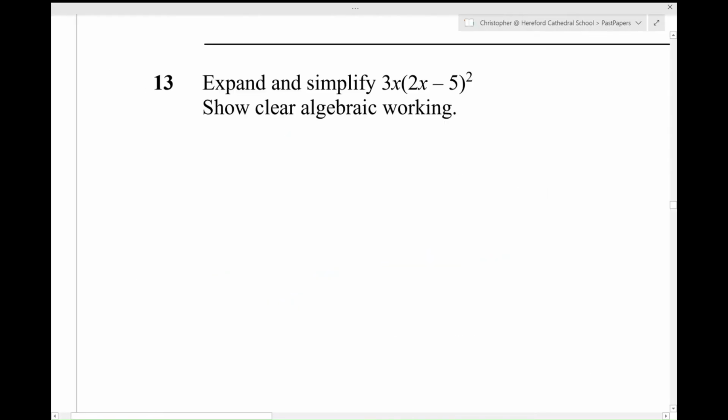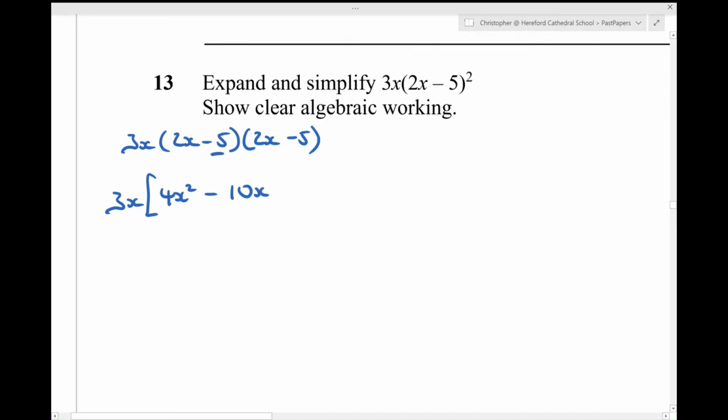Question 13. I need to expand and simplify this expression: 3x times 2x minus 5 squared. And that means 3x times 2x minus 5 times 2x minus 5. I'm going to copy down the 3x and multiply those two brackets together. So 2x times the second bracket. 2x times 2x is 4x squared. 2x times minus 5 is minus 10x. Minus 5 now, multiplied by the second bracket. Minus 5 times 2x is minus 10x. Minus 5 times minus 5 is plus 25.